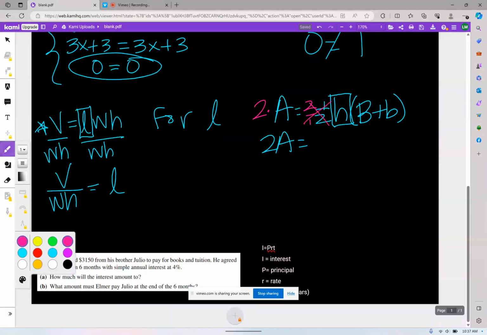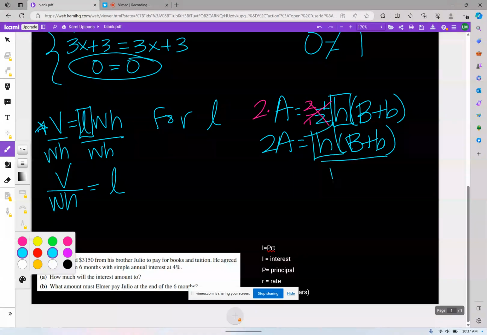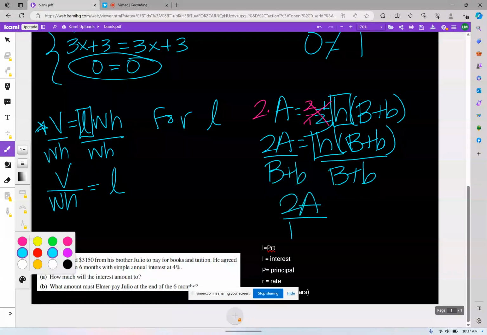All right, so now I have 2a equals h times b plus b. So I don't have to distribute the h. I want to solve for this, and I have multiplication. So I'm going to divide both sides. So 2a over b plus b equals h. Now I've isolated the h, and we're finished.